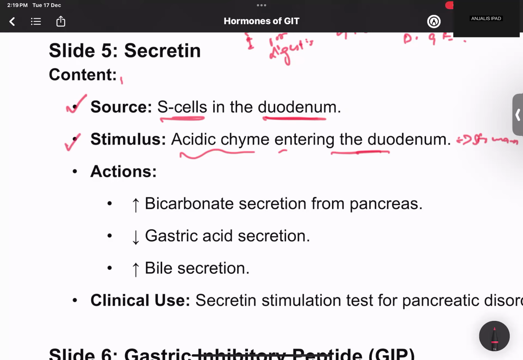Now moving on to the actions. Secretin has three key actions. Let's see them one by one. The first action is stimulating bicarbonate secretion from the pancreas. The pancreas is stimulated to secrete bicarbonate-rich fluid. So what does this do? This neutralizes the acid and protects the duodenal mucosa.